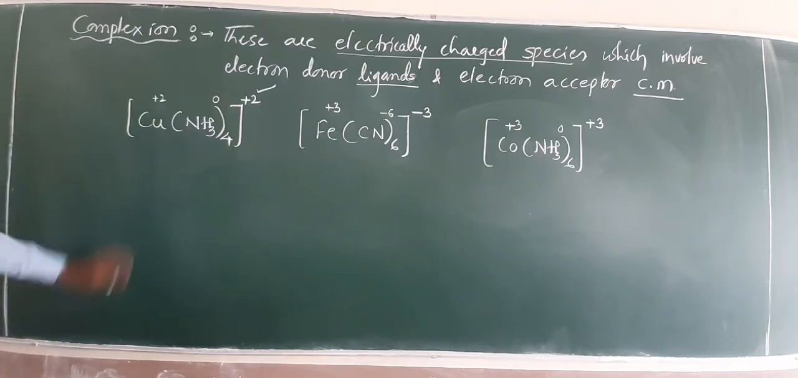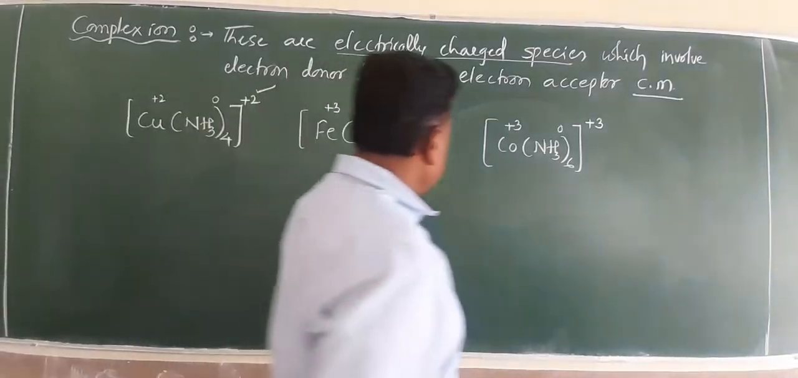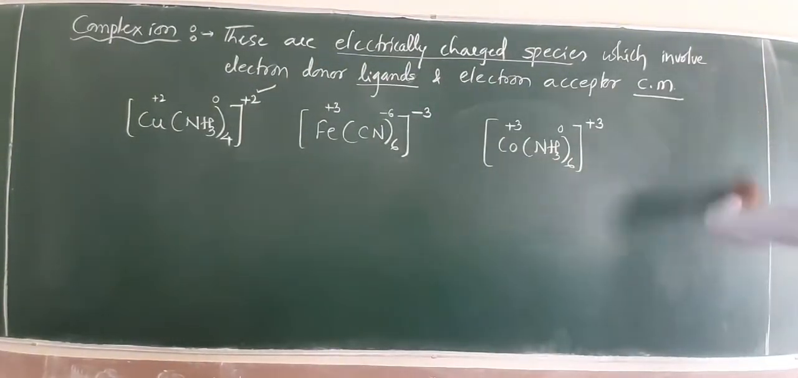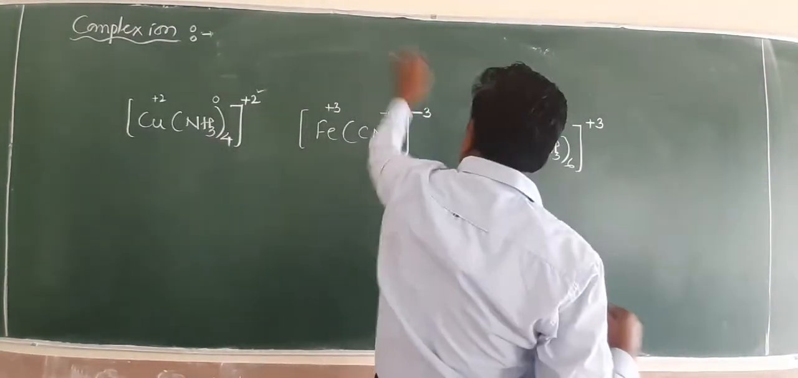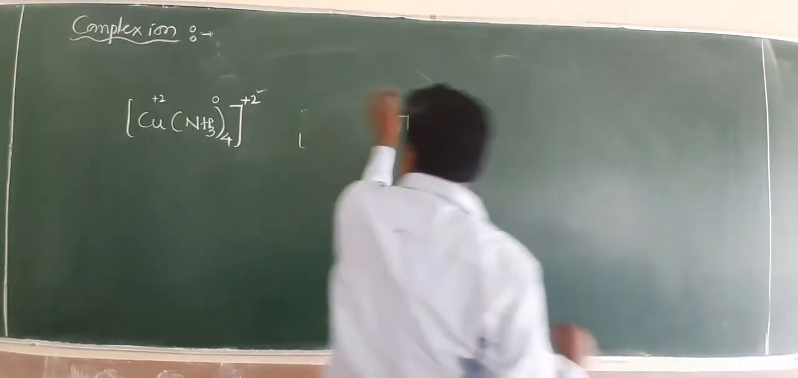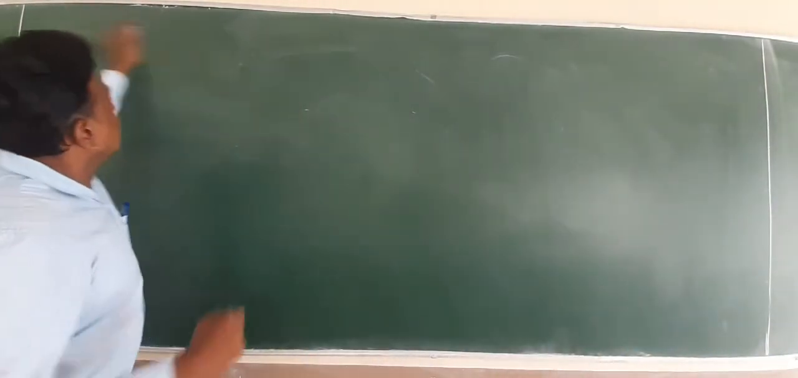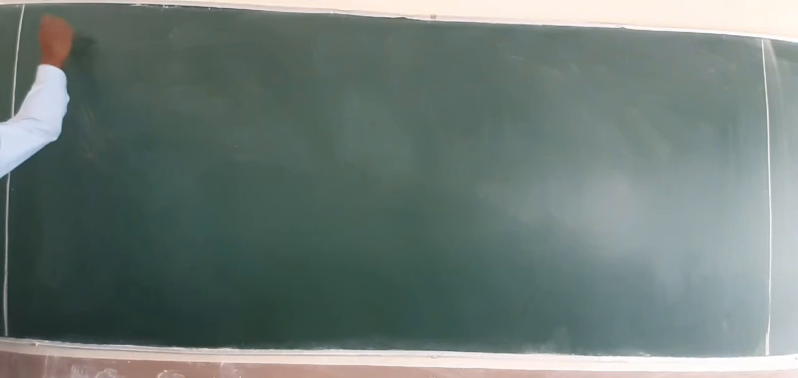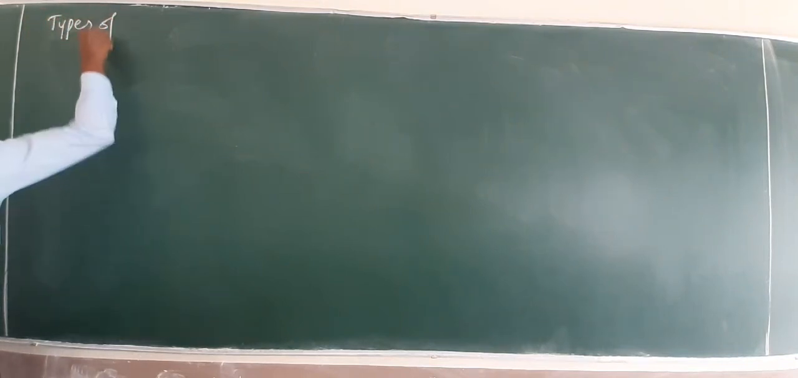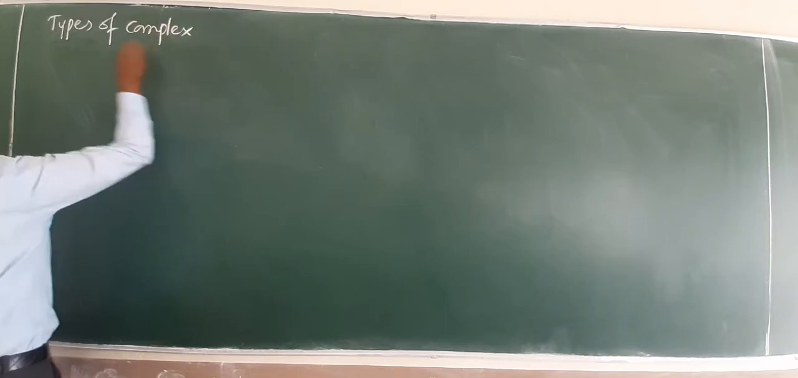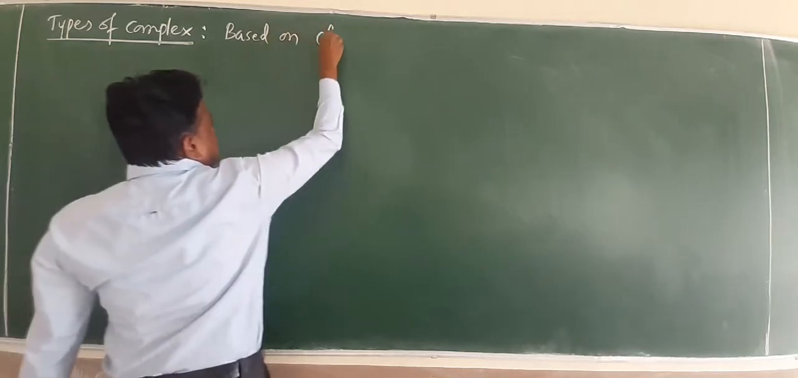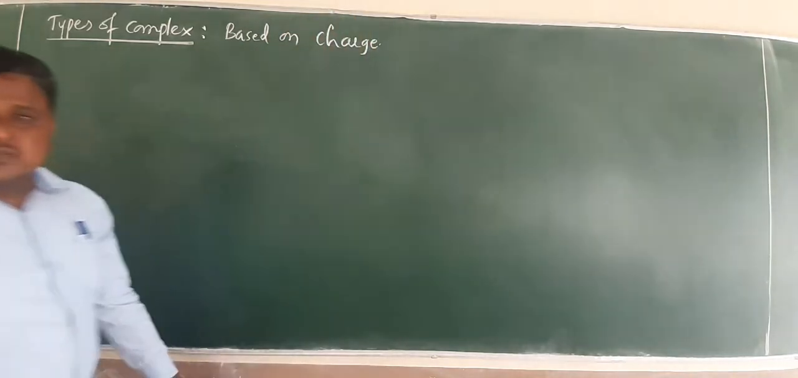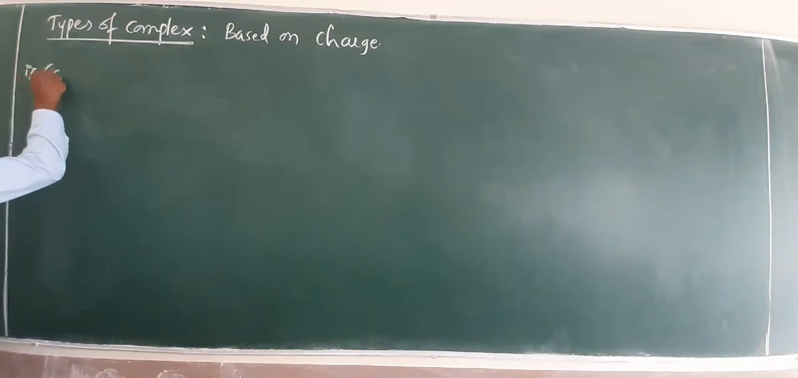If you know the complex ion and calculate the oxidation state, you can easily express another type of complex. Already we know the complex based on ligands. Now we come to complexes based on charge. The very next one is types of complex, based on charge. So it comes one by one.